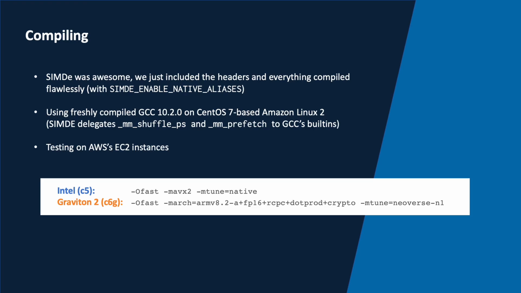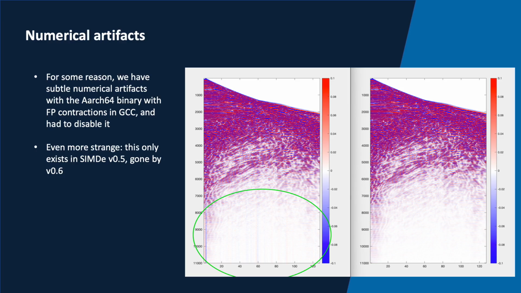Actually, I've found out that SIMDe everywhere just delegates the shuffle and the prefetch instructions, which are everywhere in our code, to GCC's built-ins. So hopefully GCC does a good job of mapping it to the load-store architecture, but there are so many prefetch hints in the code that I suspect most of the time it's operating with Intel very much like a load-store architecture anyway. That's one of the interesting bits. We mostly tested this on AWS's EC2 instances.